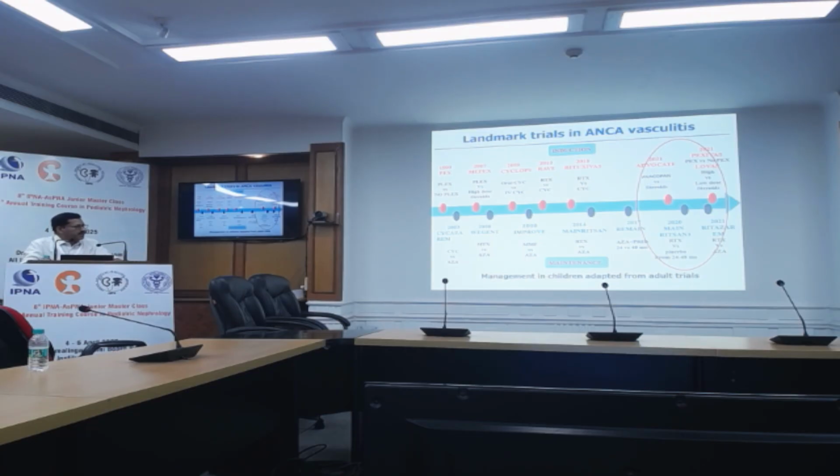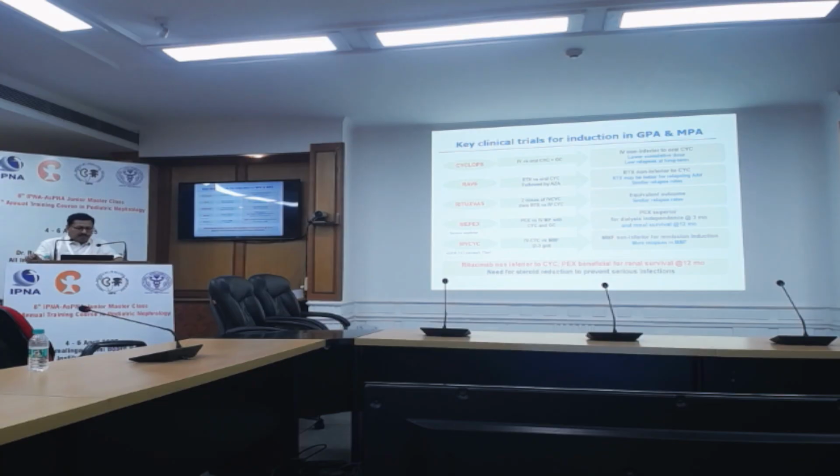And there were multiple trials of rituximab to be used as maintenance therapy in ANCA vasculitis, because ANCA vasculitis maintenance therapy is very important because it is associated with flares and relapses in the majority of patients. So if we look at the key trials in induction in GPA and microscopic polyangiitis, the CYCLOPS trial showed that IV cyclophosphamide is non-inferior to oral and is associated with a lower cumulative dose, and therefore this replaced the oral cyclophosphamide prolonged treatment during the induction.